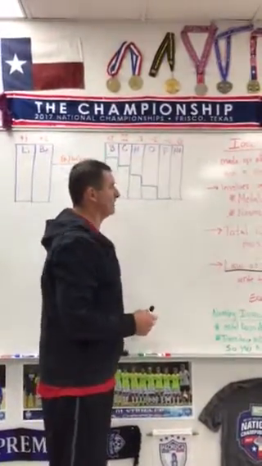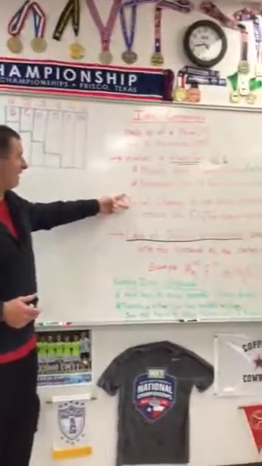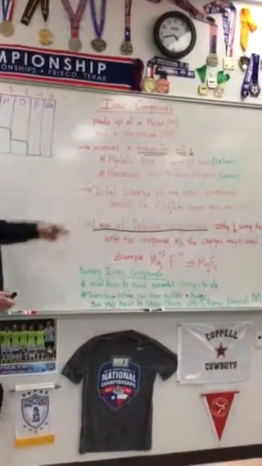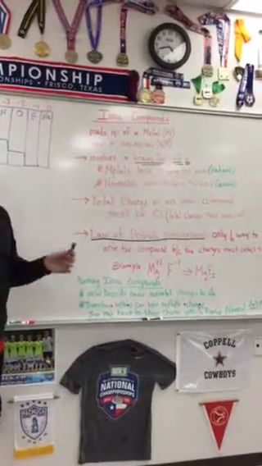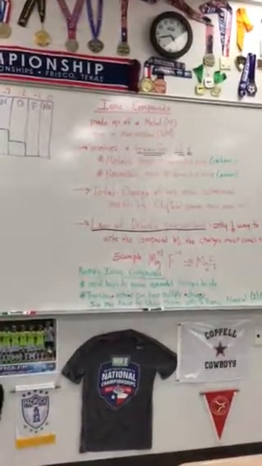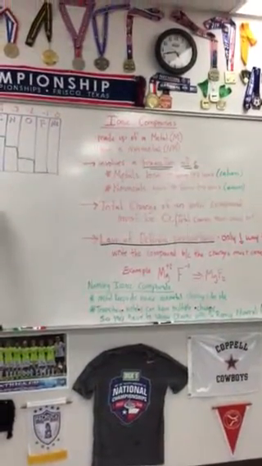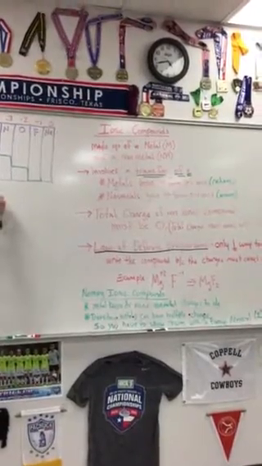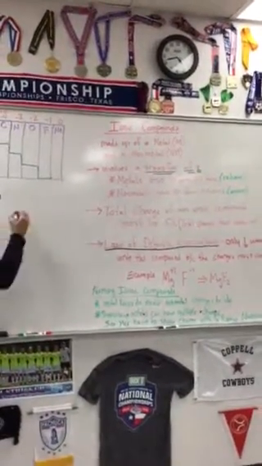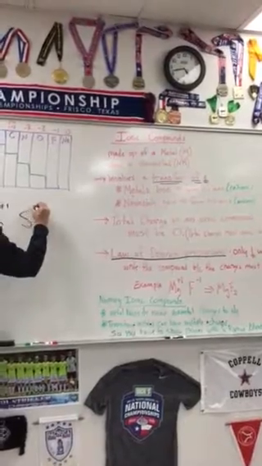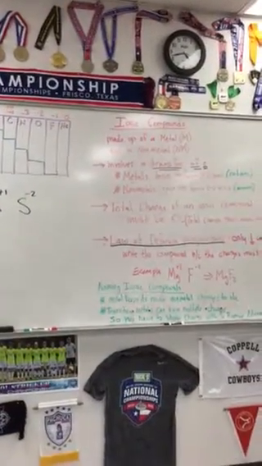And then what you're going to learn is the total charge of an ionic compound must be 0. So the charges have to cancel out. Now, if I have potassium, which forms a +1, and I put that with sulfur, which is a -2, all right?